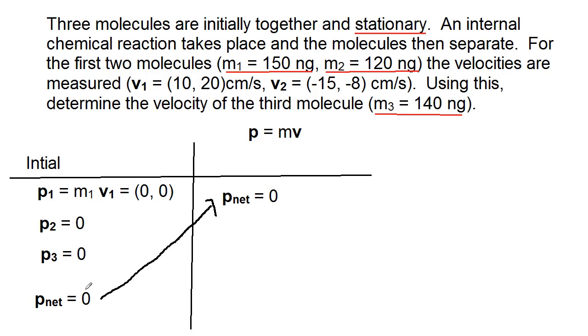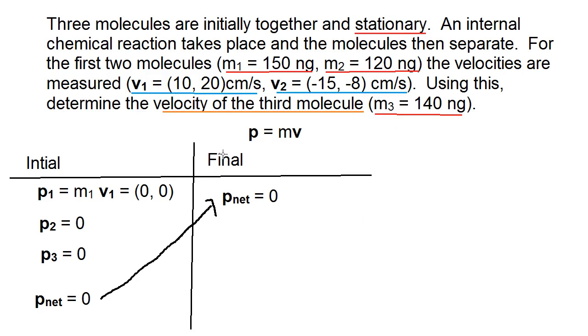Now, with that being said, this here is the final state. I can actually use this idea of momentum to figure out this thing that I'm being asked to find, which is the velocity of the third molecule. The reason I can do this is I'm actually provided with the velocities of the first 2 particles.